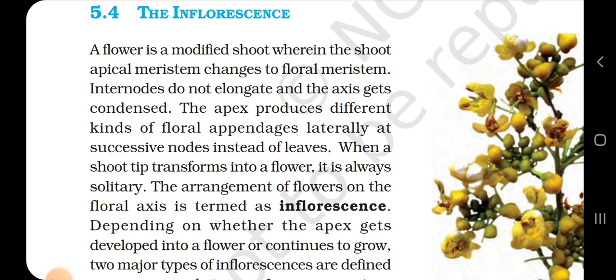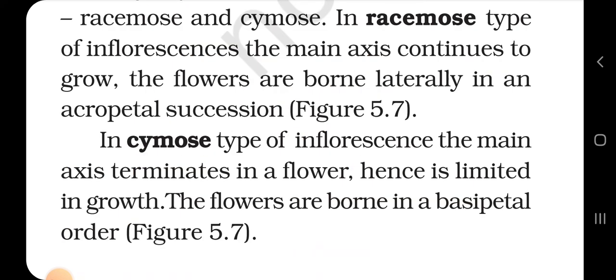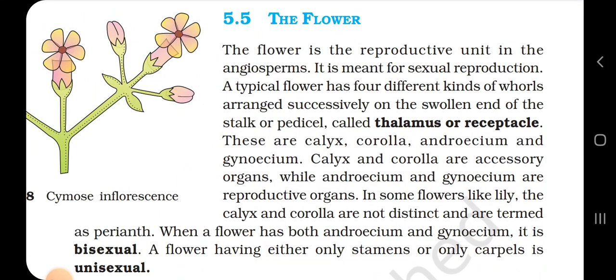Two major types of inflorescence are defined: racemose and cymose. In the racemose type of inflorescence, the main axis continues to grow. The flowers are borne laterally in acropetal succession. Figure 5.7. In the cymose type of inflorescence, the main axis terminates in a flower, hence it is limited in growth. The flowers are borne in basipetal order. Figure 5.7.